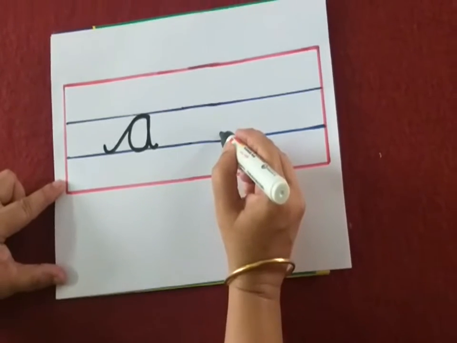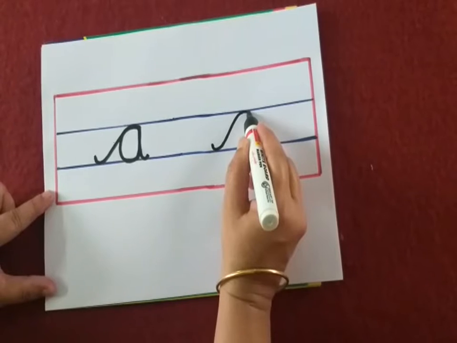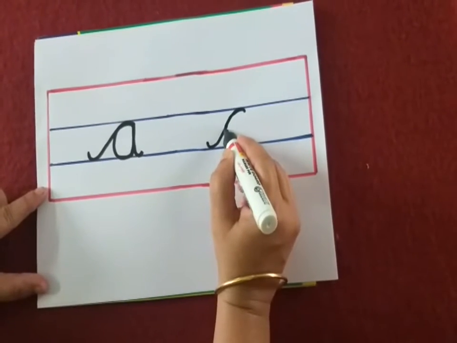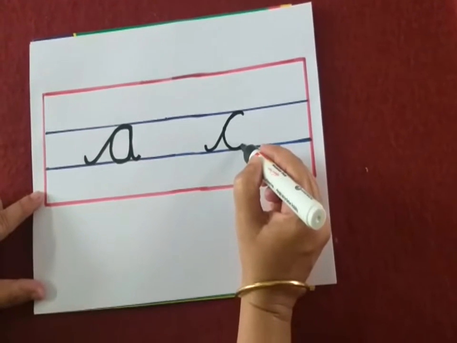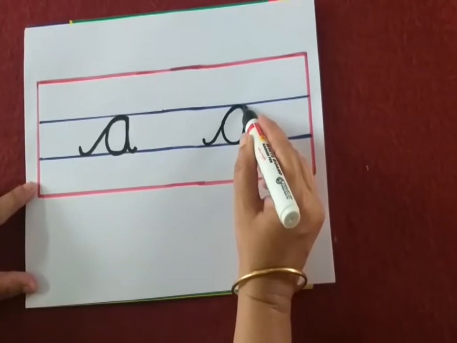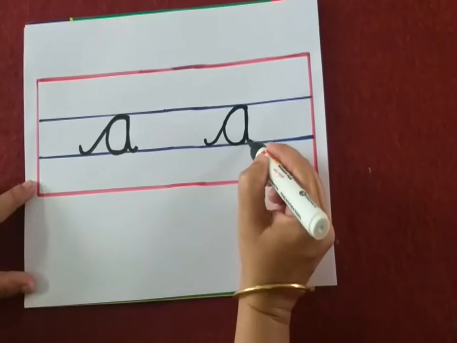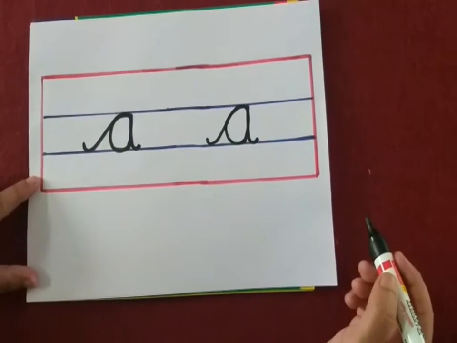Now once again we will do this side. Okay, take a small curve, go up to the second blue line, come down to the third line, blue line, like C you have to make. Okay, now from here you go up to the second line, join this second line, come down and make a small curve, small cursive A.